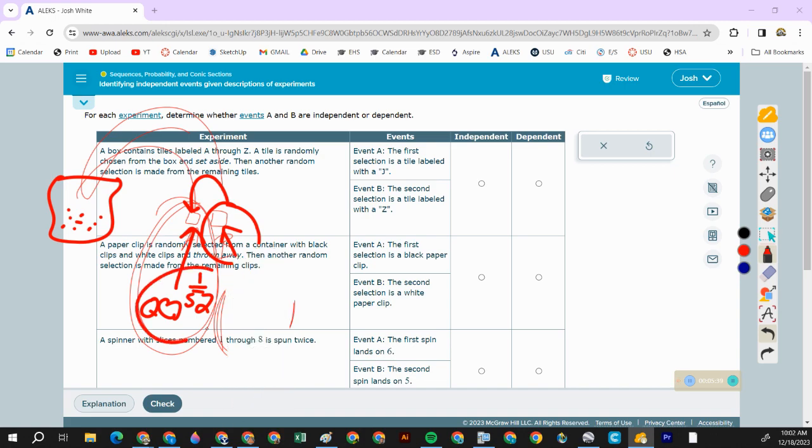What if this is the Queen of Hearts? What's the probability that this is the Queen of Hearts? If the first one is the Queen of Hearts, what's the probability that the second one is the Queen of Hearts? 0. That can't happen. So did the first card affect the second card? Yes. All right.